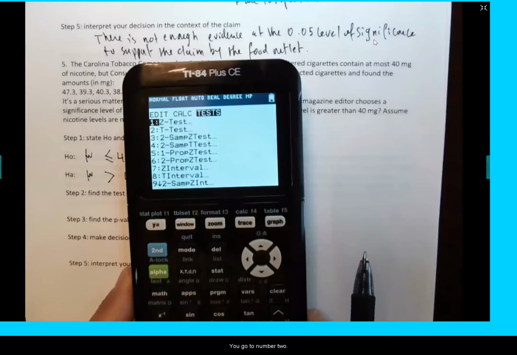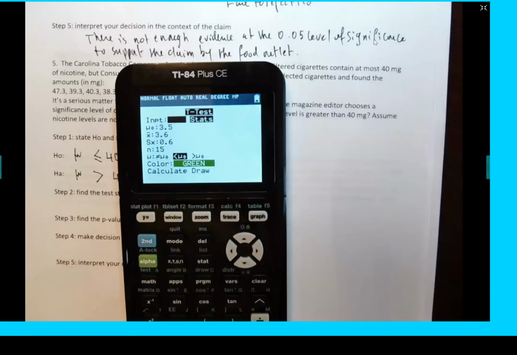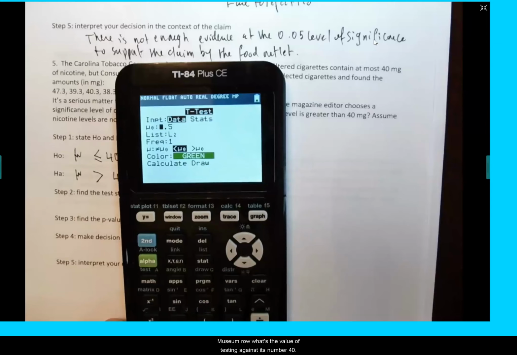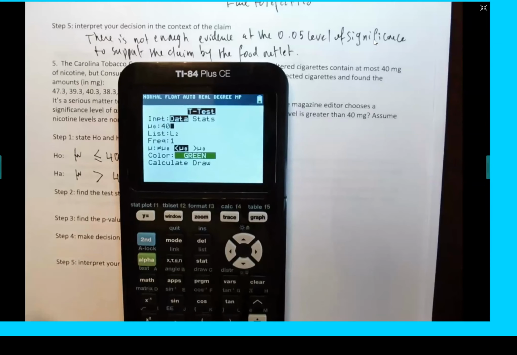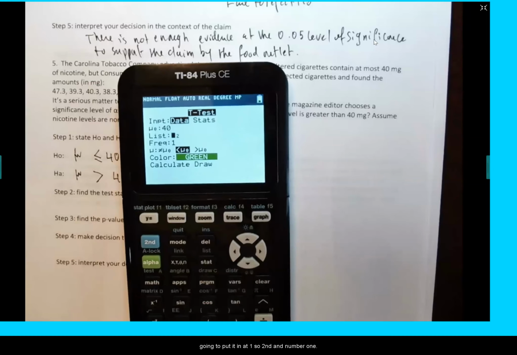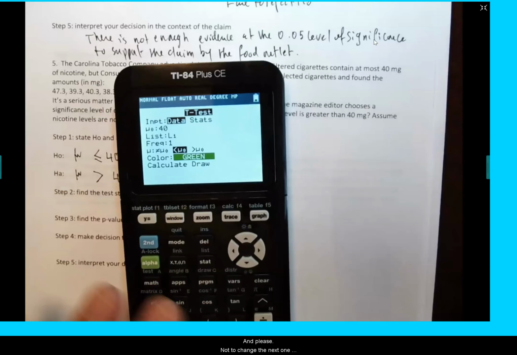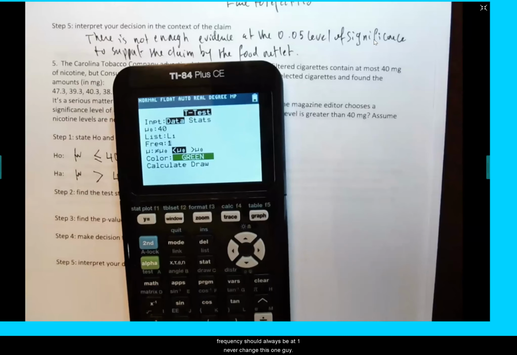You go to number 2, t-test. Okay, that's the difference. We don't have a summary anymore. We have data, so you have to move to data. Enter. Mu0, what's the value we're testing against? It's 40. Now the list, where is your list? I put mine in L1, guys, so I'm going to put it in L1, so second and number 1. And please do not change the next one, frequency. It should always be at 1. Never change this one, guys.